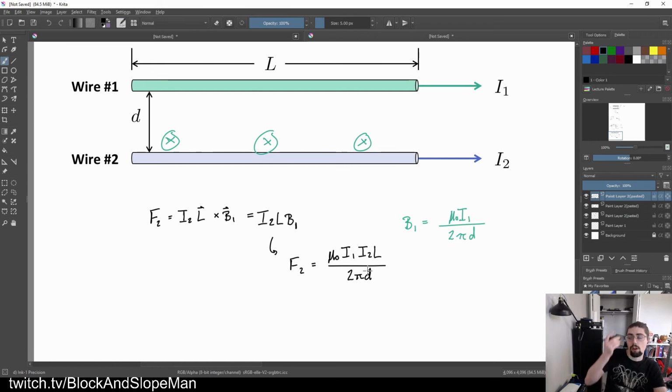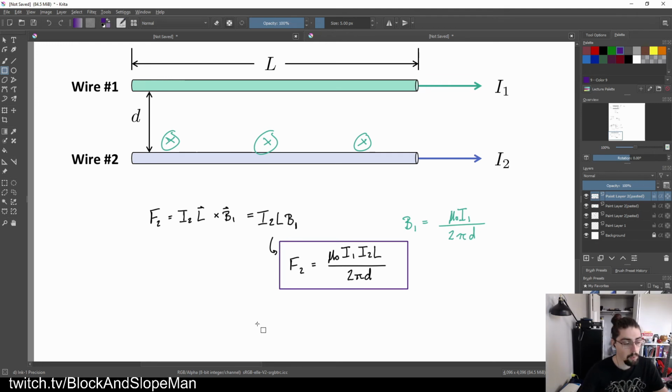And we can check with our equation sheet to show that that is the exact same equation that we should be seeing for the force between two parallel wires. But that's what we've got. So how are we feeling?